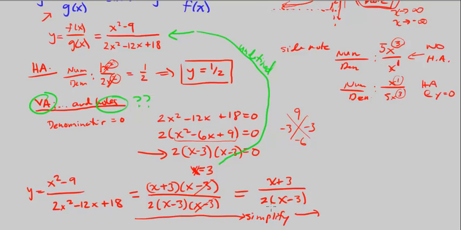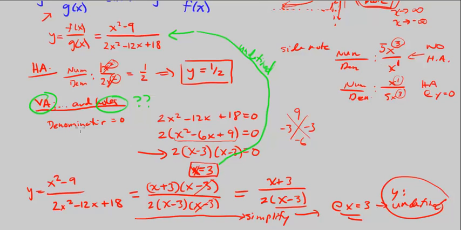We still have the same issue where at x equals 3, y is undefined, right? So since after we simplified it, we still have undefined at x equals 3, that means x equals 3 is a vertical asymptote. And because it's only undefined at x equals 3, in both our unsimplified and our simplified versions, we have no additional holes, so no holes.